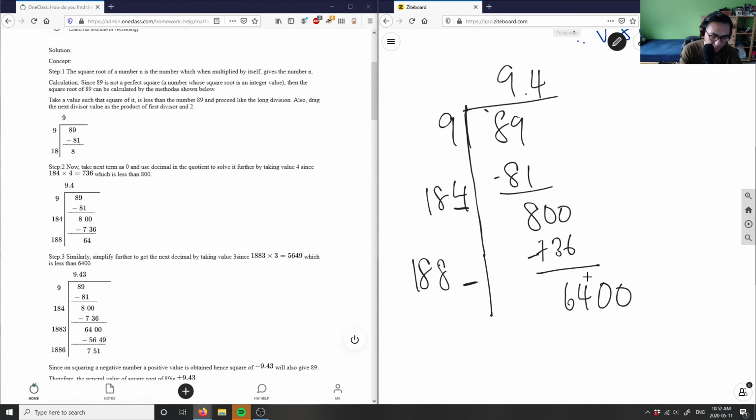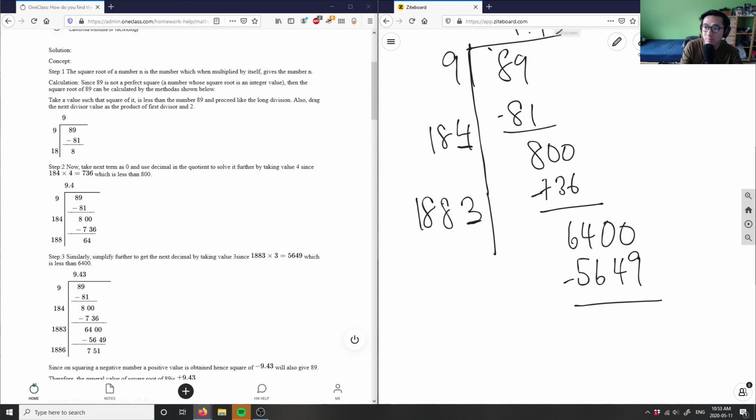So I have 1881 times 1, which is 1881, obviously not close. 1882 times 2 is 3764, so getting closer. 1883 times 3 would be 5649. Let me try one more: 1884 times 4 is 7536. That's too big. So therefore, I would do 1883 times 3, which is 5649. I can subtract both of those numbers to get 751 here.